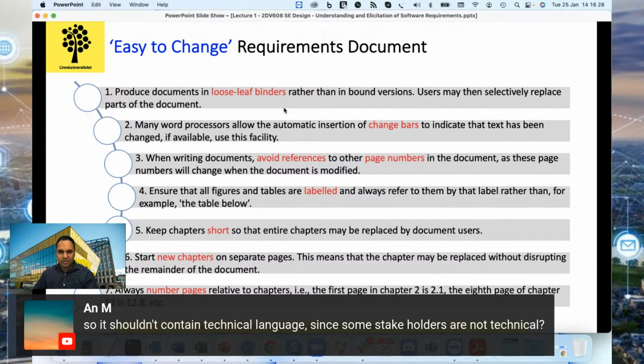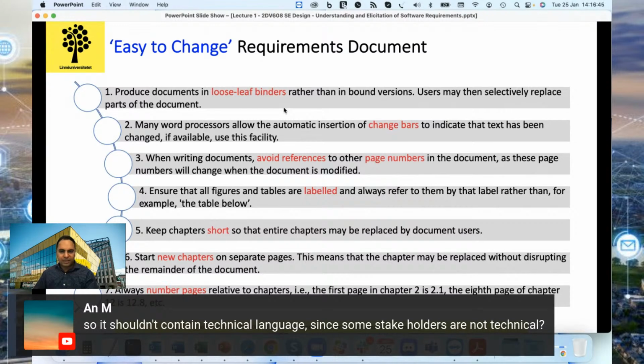But if you start each chapter or section on a new page, you simply ignore that page without affecting other chapters. So these are principles for loose leaf binders.